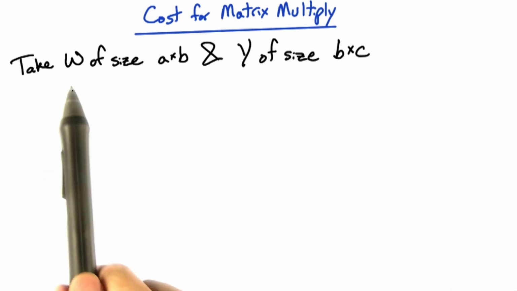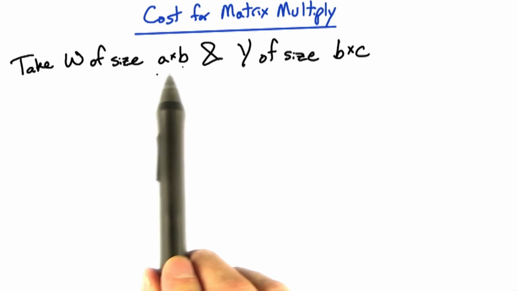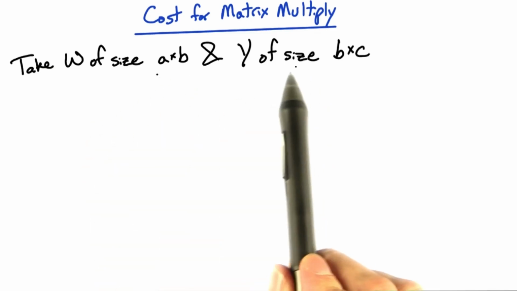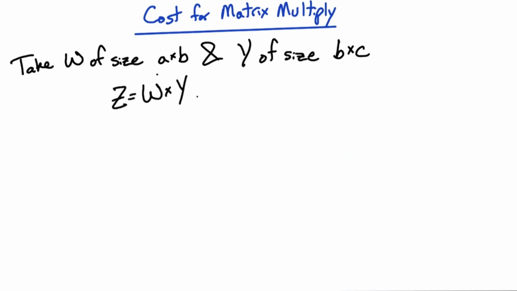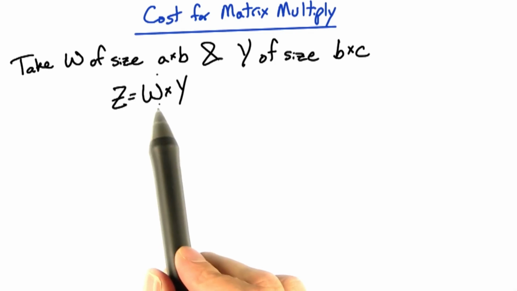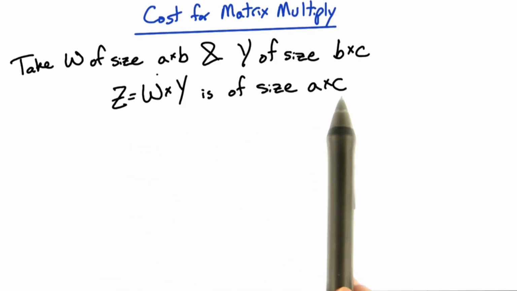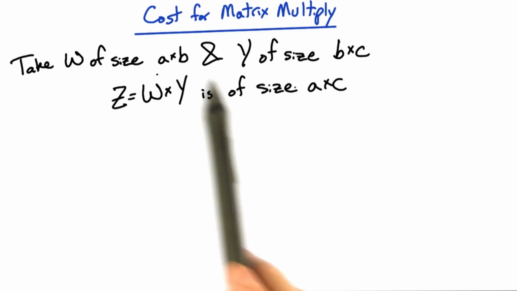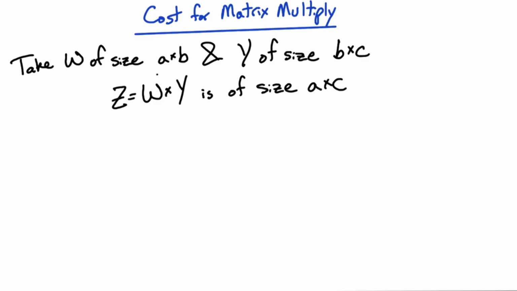Let's take 2 matrices W and Y, where W is of size A times B, so it has A rows and B columns, and Y is of size B times C, so it has B rows and C columns. And let's look at the product of these matrices. So we're looking at Z, which is W times Y. Now note that Z is going to be of size A times C. It's going to have A rows, the same number of rows as W, and C columns, the same number of columns as Y.